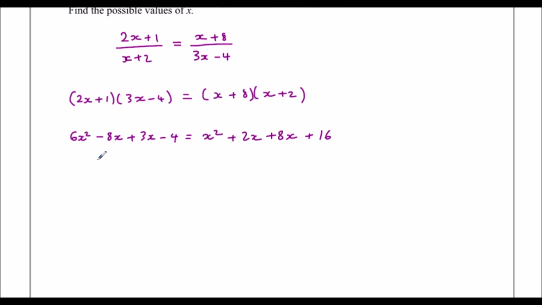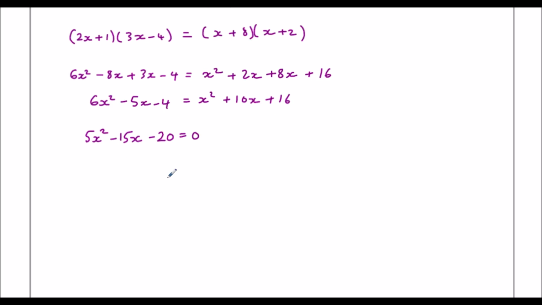Collecting like terms. So we've got 6x squared. Negative 8 plus 3 is negative 5. So we've got negative 5x minus 4. And on the right, we've got x squared. We've got 2x plus 8x, which is 10x plus 16. So now we're going to make it equal to 0. So take x squared away from both sides. So 6x squared take away 1x squared is 5x squared. Take away 10x from both sides. Negative 5 take away 10 is negative 15. And take away 16 from both sides. Negative 4 take away 16 is negative 20.